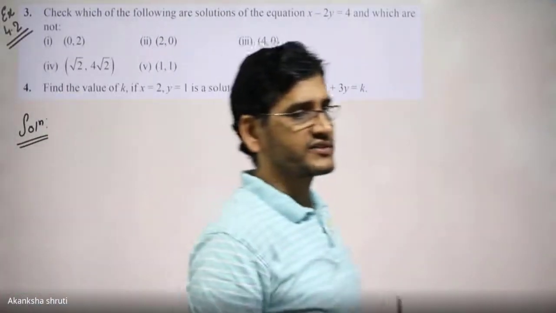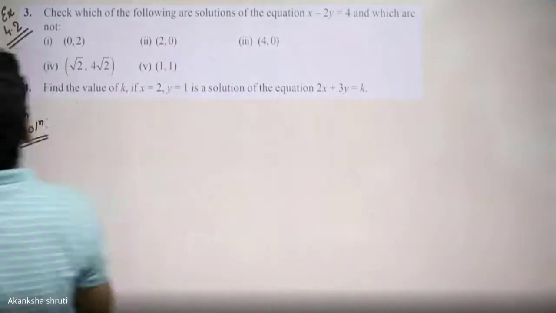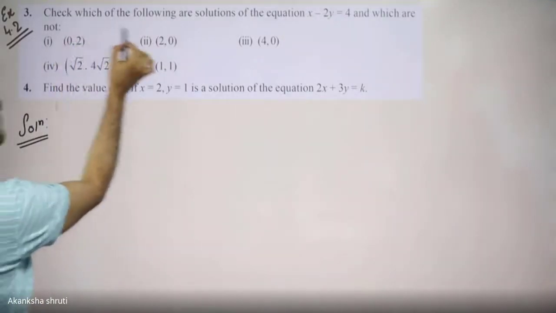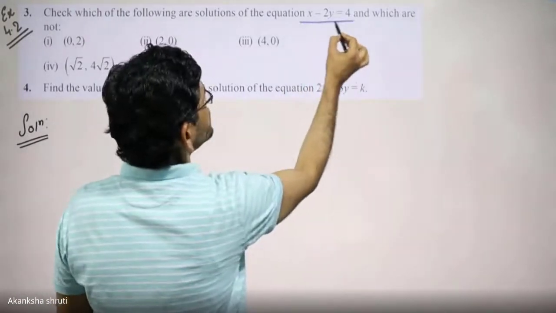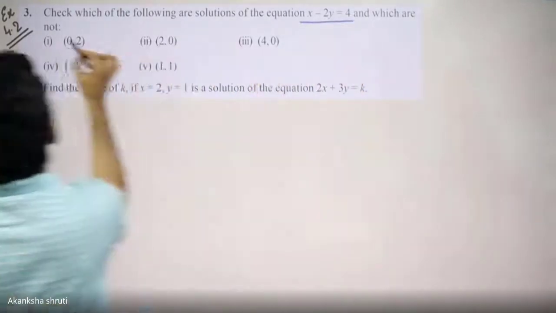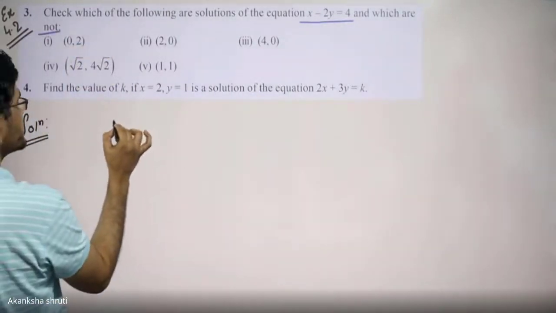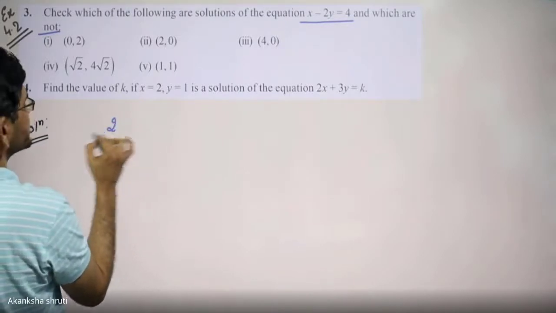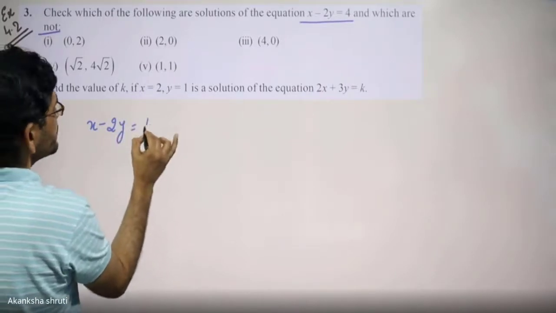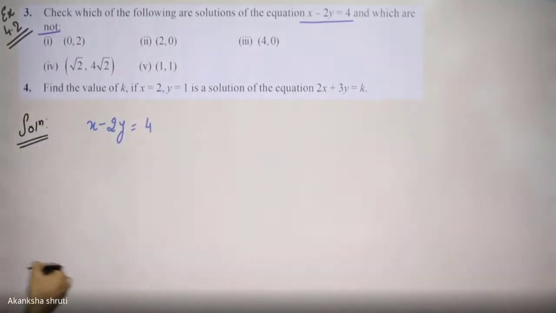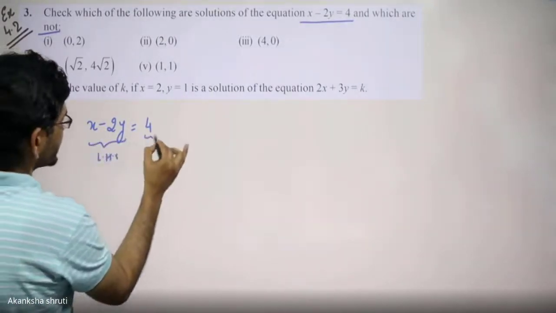Students, let us consider the question of our textbook, exercise 4.2, question number 3. Check which of the following are solutions of the equation x minus 2y is equal to 4 and which are not solutions. So whatever equation is given, we have to take that first. The given equation is x minus 2y is equal to 4. Students, here this side is our LHS, this side is our RHS.